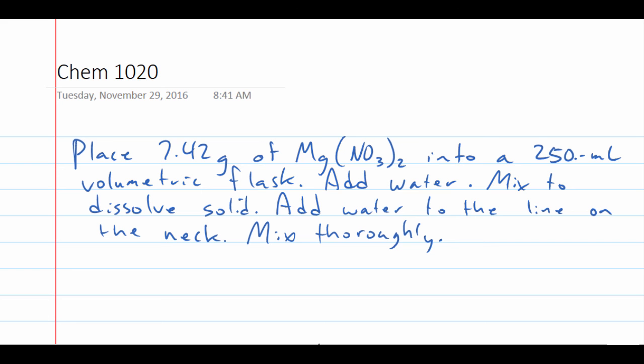Now, if we don't have a volumetric flask, we could use a graduated cylinder. The way it would work in a graduated cylinder is that we would go ahead and put in our solid, and then what? Add water. Once we add the water, we mix it up thoroughly, and then we add water up to the 250 milliliter line on there, and once we add it up to the 250 milliliter line, then we mix thoroughly, and we have our solution.